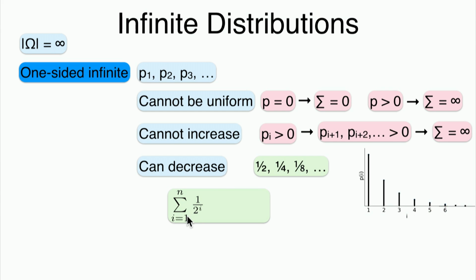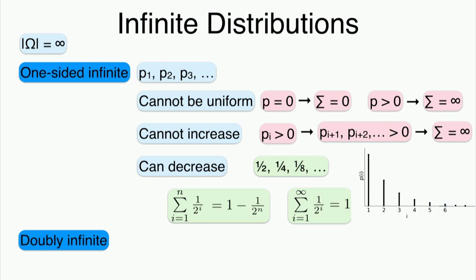So if you take the sum from i=1 up to n of 1 over 2 to the i, that sum is going to be equal to 1 minus 1 over 2 to the n. Like we said, if you take 1/2 plus 1/4 plus 1/8, it's 7/8, which is 1 minus 1/8. And that's true in general. So if you take the sum of all the elements up to infinity, that's going to be 1. And that's why these probabilities sum to 1. So you can have infinite distributions that are decreasing, like that one.